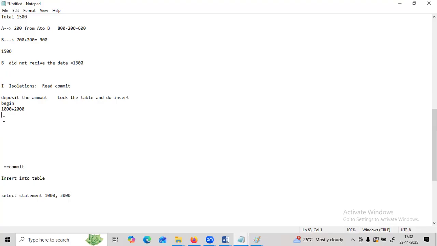Suppose a further statement is not executed. Then what will happen? The data has to roll back, right? That means it has to come back to the previous state. So in the background, it will use the isolation level. Using the isolation level, data will be locked, and by default it's read committed. And whenever we insert, the statement will get the data.